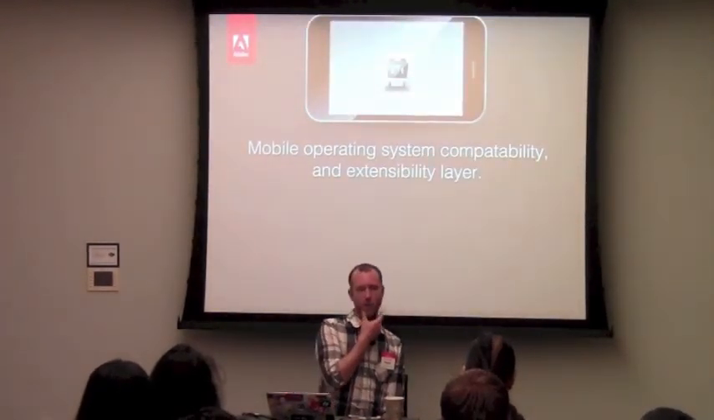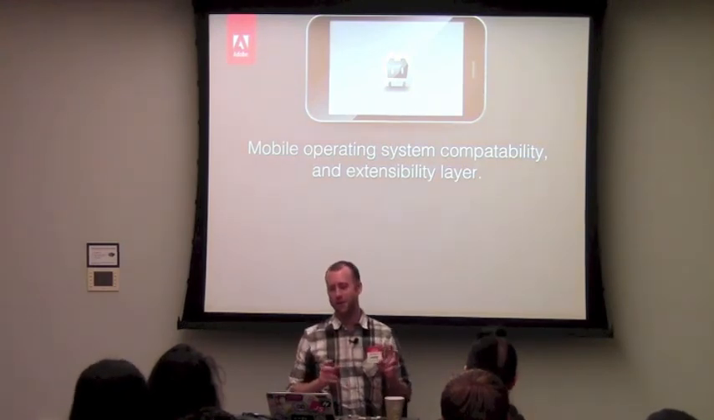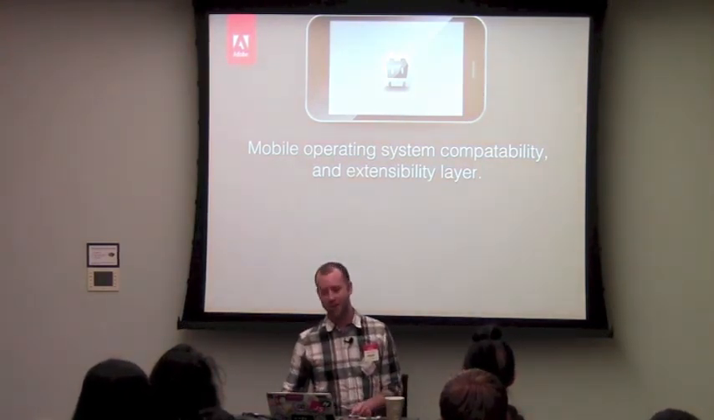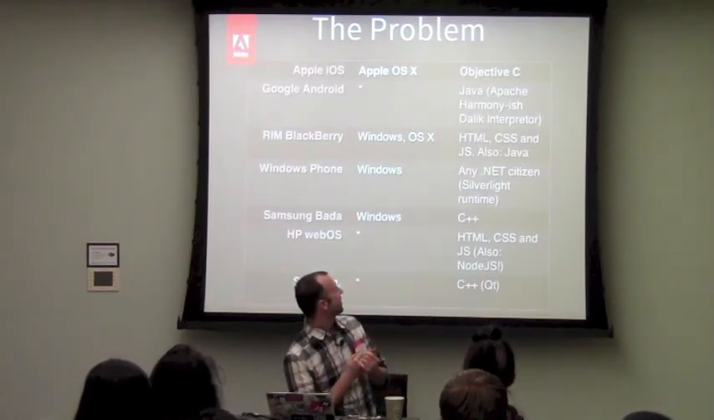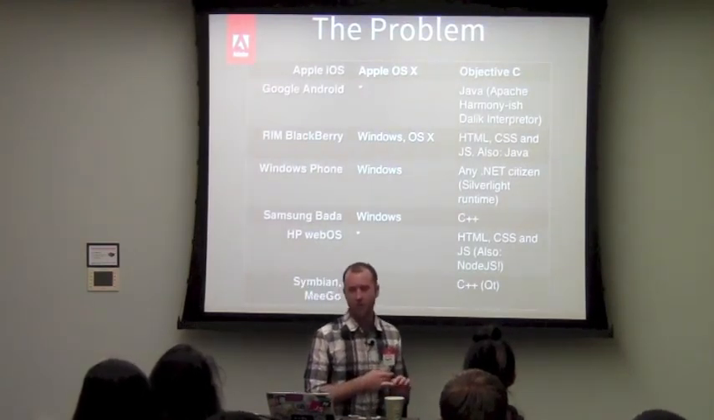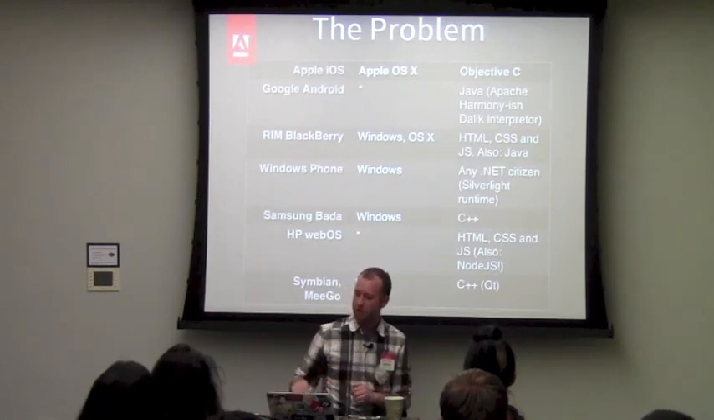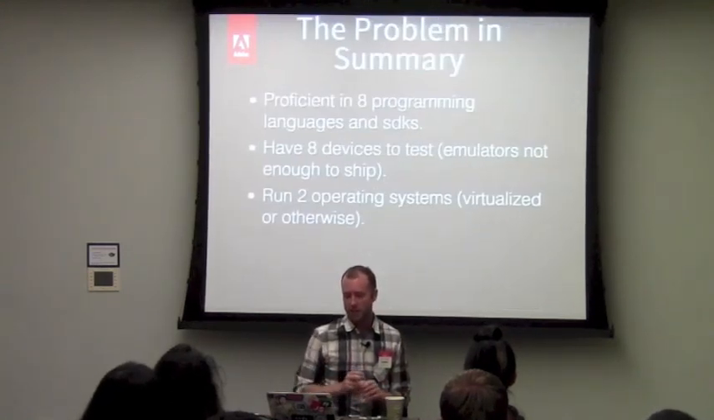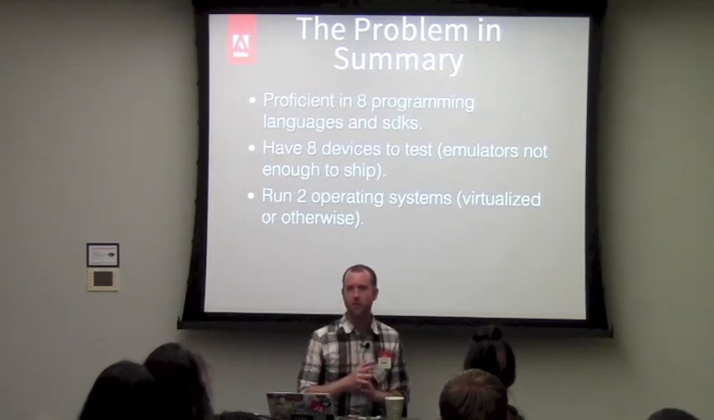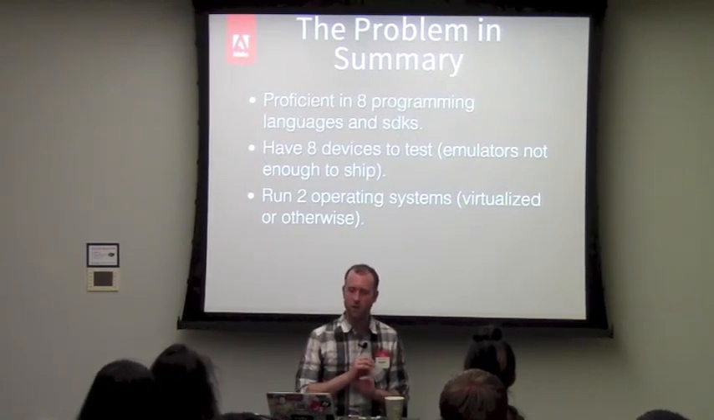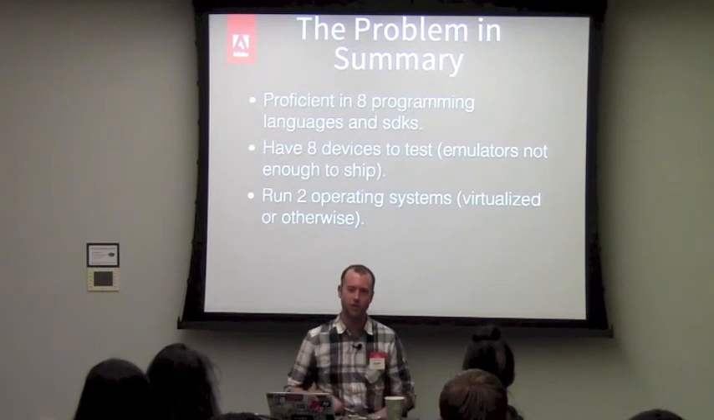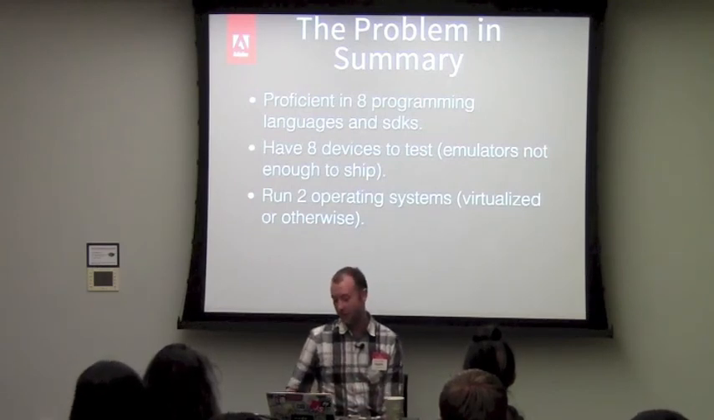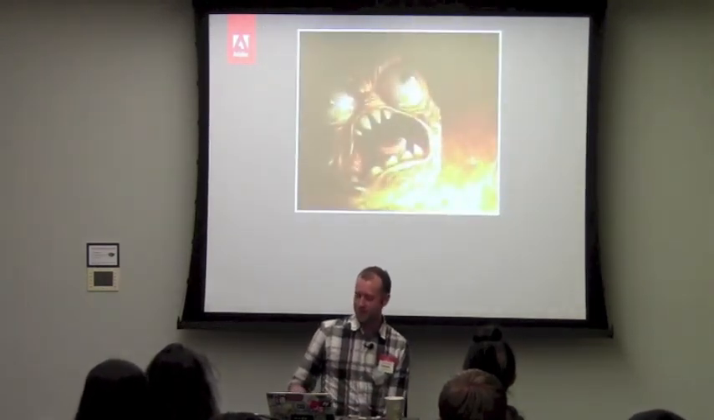So, if we wanted to be precious about PhoneGap, we'd say it's a mobile operating system compatibility and extensibility layer. But I'd rather just characterize it by what it is, and that's just kind of like a really ugly problem. And so you've got all these different platforms with all these different languages and all these different SDKs. It's not that bad, actually. All you need to do is learn 8 programming languages, have 8 SDKs, have roughly 5 to 10K devices, and 2 operating systems, and you're good to go. That's the native reality. So management doesn't like that.